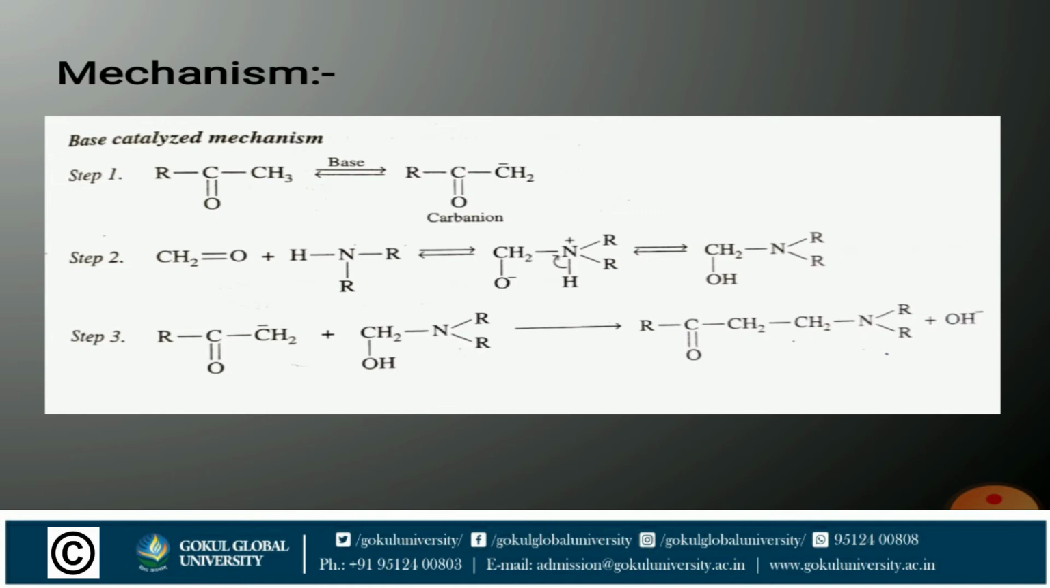Which one is the carbanion? The RCOCH2 minus. This is the carbanion of step 1. It will react with the OHCH2NR2 group. The carbanion CH2 minus attacks the carbon which is attached to the OH group, and after removal of OH minus we will get the product RCOCH2CH2NR2. Here the formation of a carbon-carbon bond takes place.